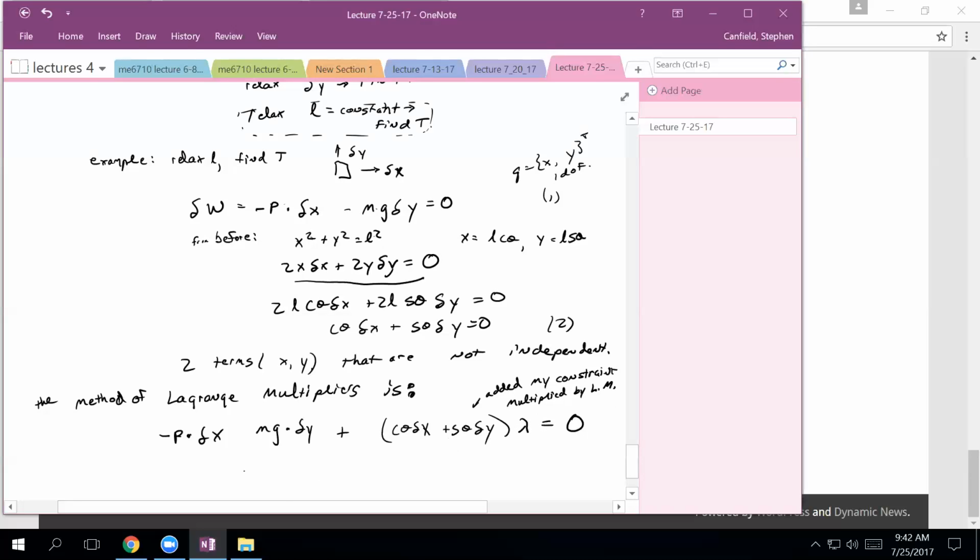By doing that, I can now write, so I'm going to say choose, okay, so write this down, choose lambda such that my virtual x, virtual y are independent, and solve as before.